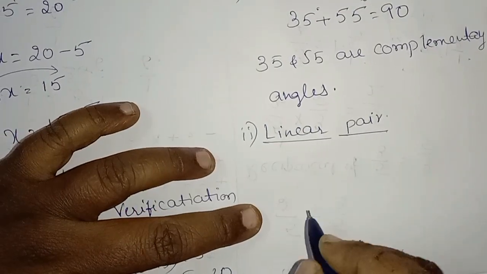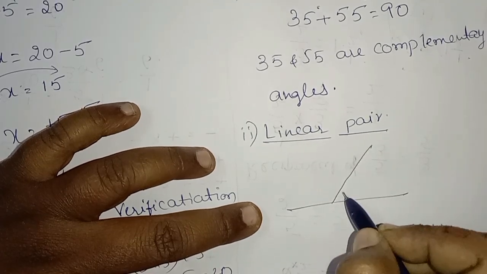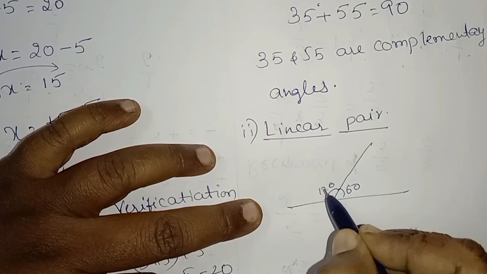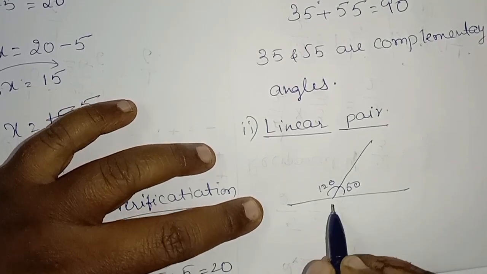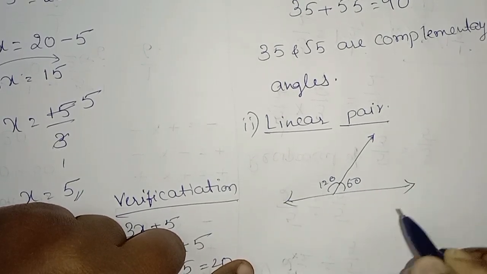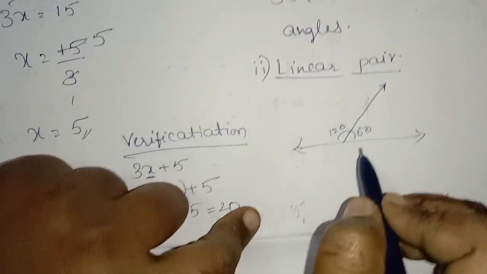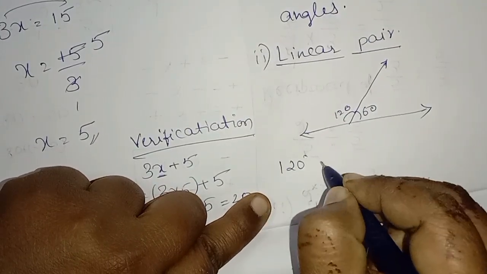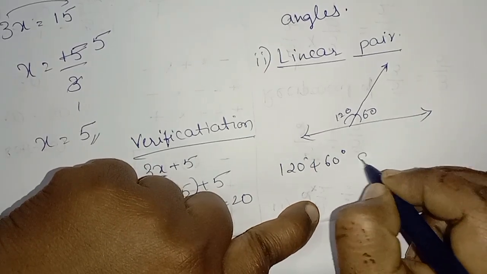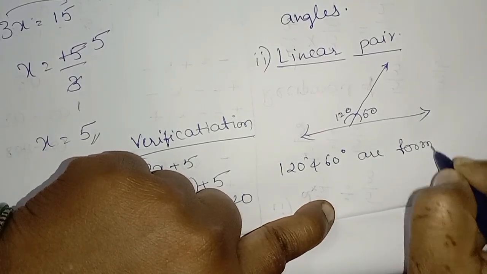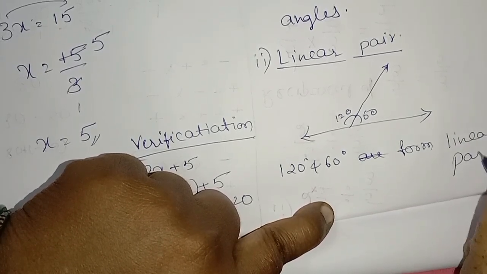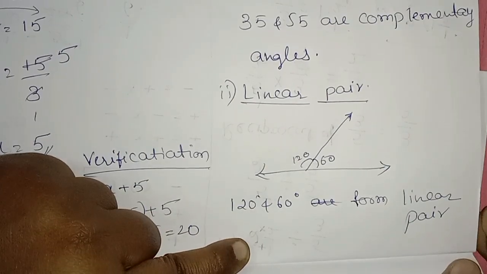Right. Linear pair means two angles should be adjacent and their sum should be equal to 180 degrees. So suppose you are taking 120 degrees and 60 degrees. Right. After adding, how much are you getting? 180. And these two are adjacent and they have a common arm. Right. These types of angles are called linear pair. So 120 degrees and 60 degrees form a linear pair. Linear pair. Right. Next question.